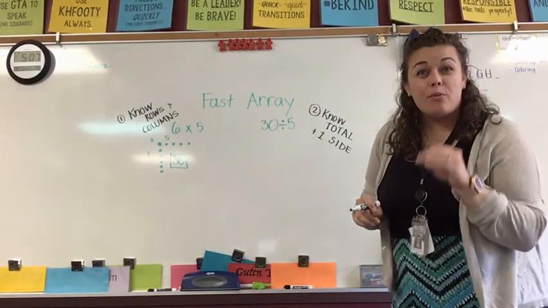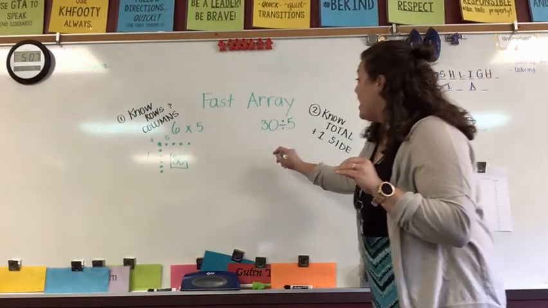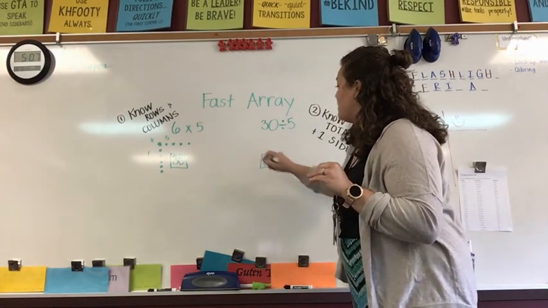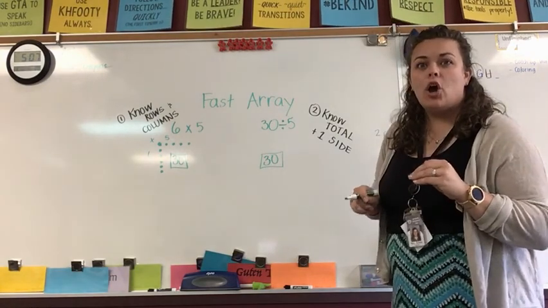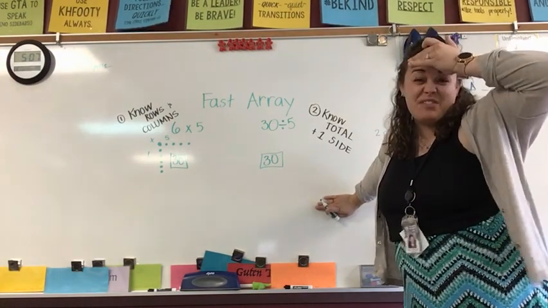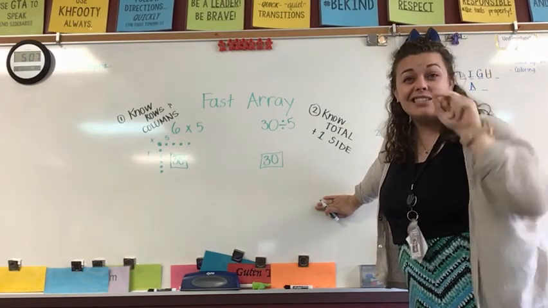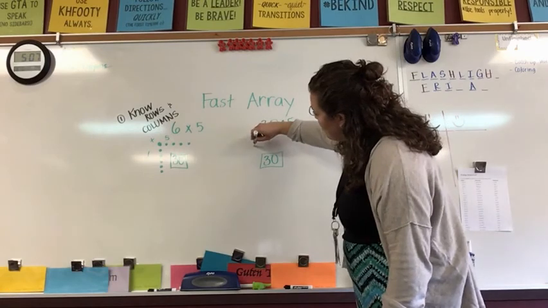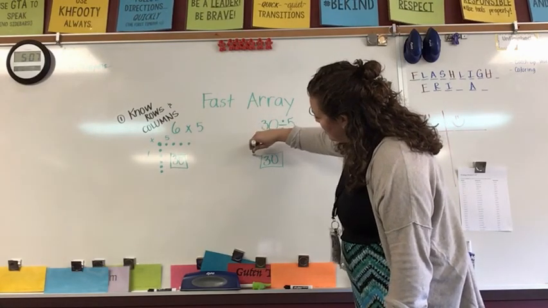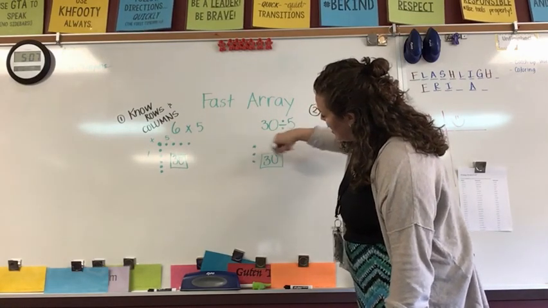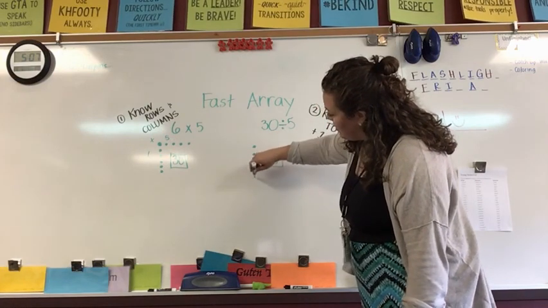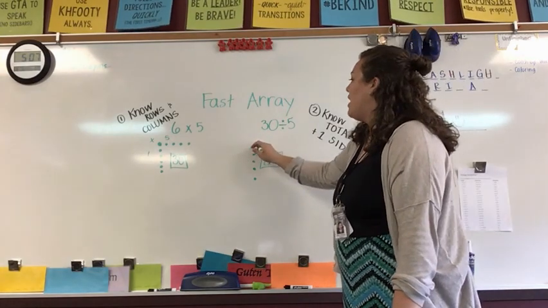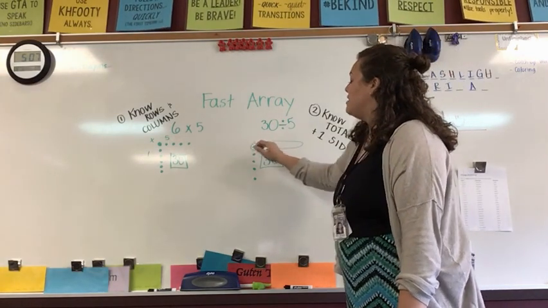That means that for my fast array, I know that inside number to start with. So I'm going to go ahead and label it to start with. And then, oh my goodness, my friends, I should have said I put them in 5 rows. My bad. Instead of groups, they're in rows. So I'm going to say, okay, 5 rows. Let's make 5 rows. 1, 2, 3, 4, 5. But I don't know how many are in each row. That is what I'm trying to find.